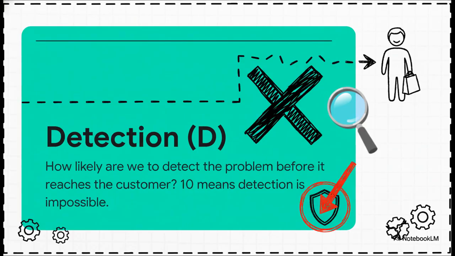And finally, there's detection. Now, this one is a little counterintuitive, so pay close attention. A high score is actually bad. A 10 in detection means you have almost no way of catching the problem before it gets to the customer. You're basically flying blind. A low score means your tests will catch it every time.